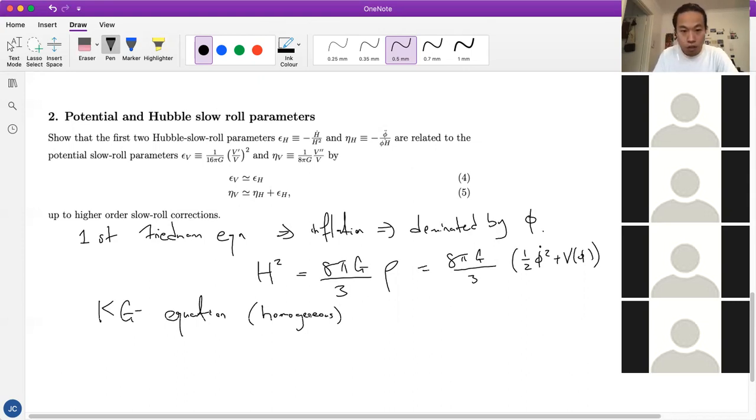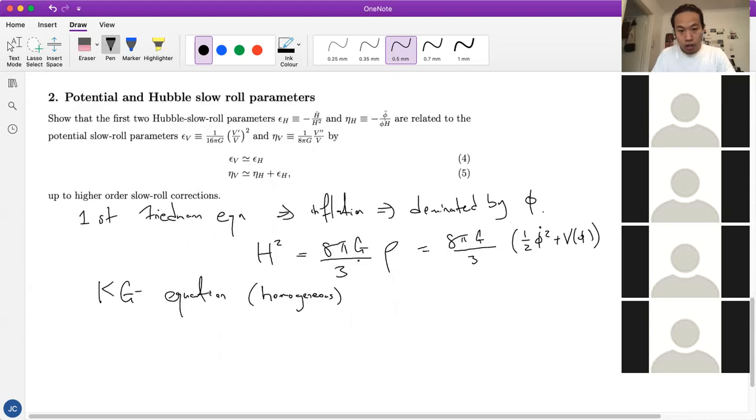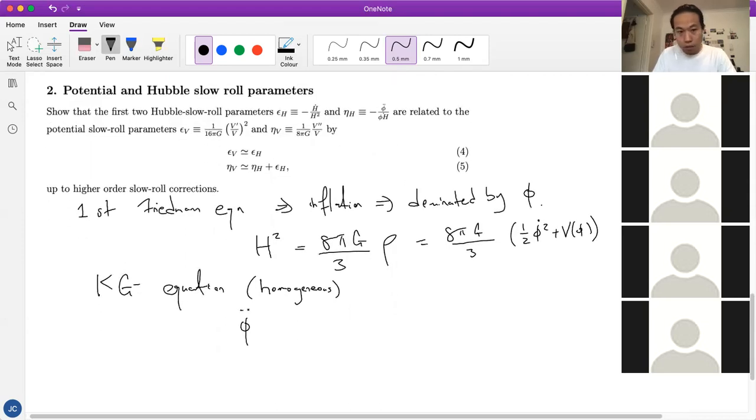So the homogeneous Klein-Gordon equation would just be taking the answer we have here, except we wouldn't have this term because it has a spatial variation. And as we said, in a homogeneous universe, spatial variation will equal 0. So you just end up with these three terms. Your Klein-Gordon equation would just be phi double dot plus 3h phi dot plus v dash. The dot will be the time derivative. Dash will be the derivative with respect to the field phi, equal to 0.